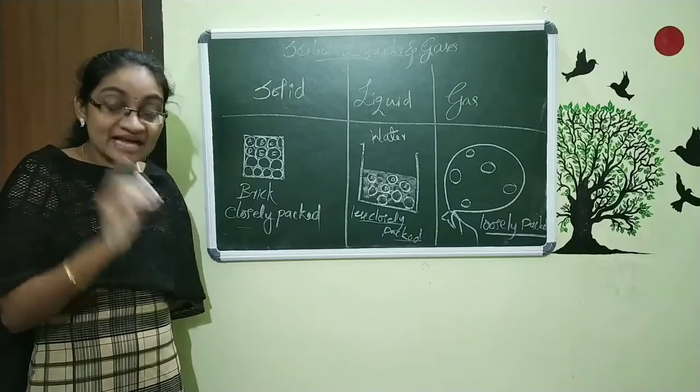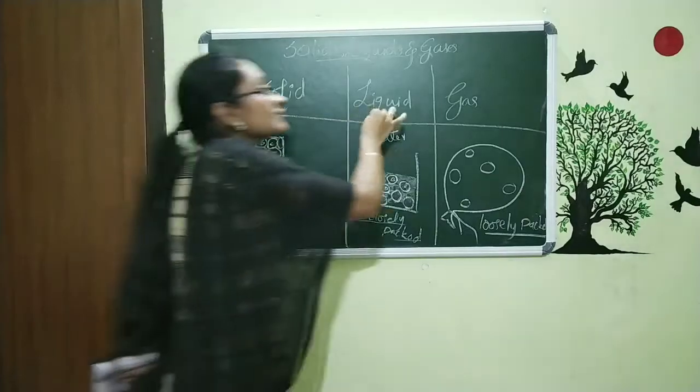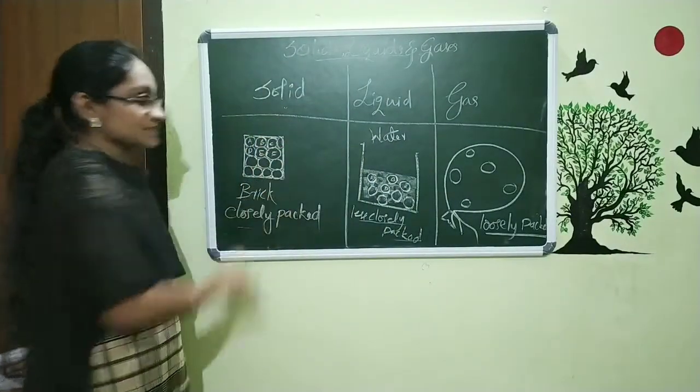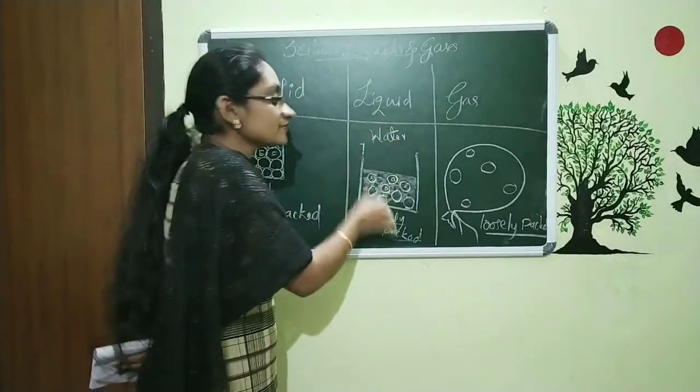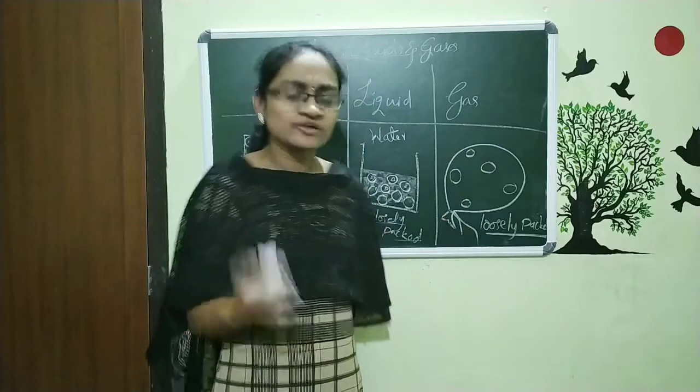So then write that, and after that you just make a table: solid, liquid and gas. Then write the examples for the solids here. Write the examples for liquids here. And write the examples for the gases here. That is one homework for you.